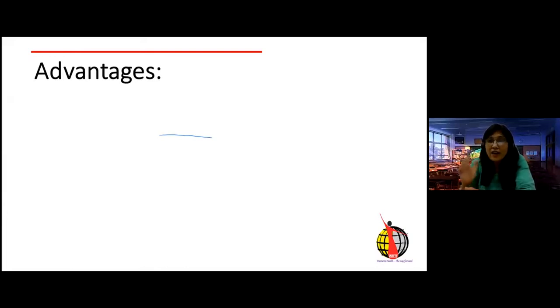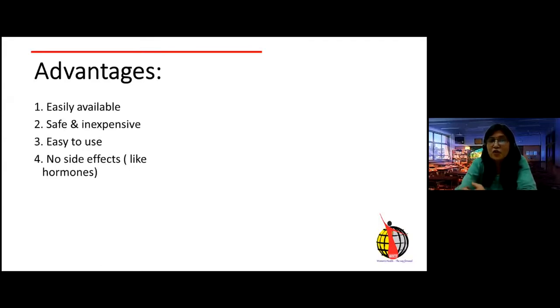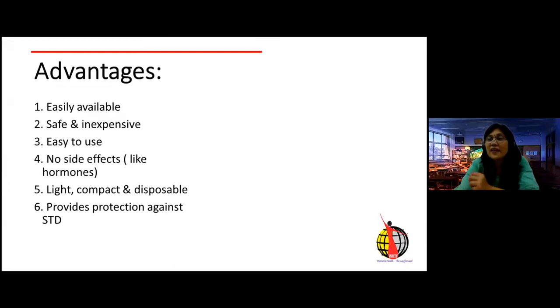Now, advantages. You should have the advantages of simple contraceptives like a barrier at the tip of your tongue. It is easily available, safe, inexpensive, easy to use, with no side effects like a hormonal contraceptive. It is light, compact, disposable, and provides protection against STD.